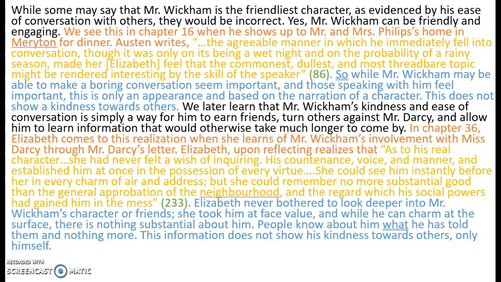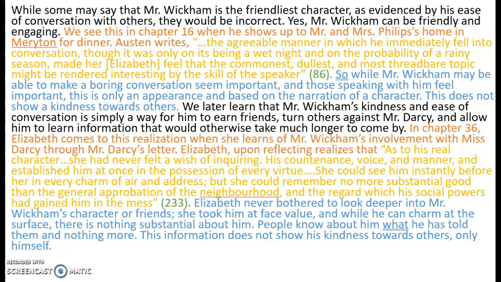Austen writes, "The agreeable manner in which he immediately fell into conversation, though it was only on its being a wet night and on the probability of a rainy season, made her, Elizabeth, feel that the commonest, dullest, and most threadbare topic might be rendered interesting by the skill of the speaker." Page 86. So while Mr. Wickham may be able to make a boring conversation seem important, and those speaking with him feel important, this is only an appearance and based on the narration and emotions of a character. This does not show kindness necessarily towards others.